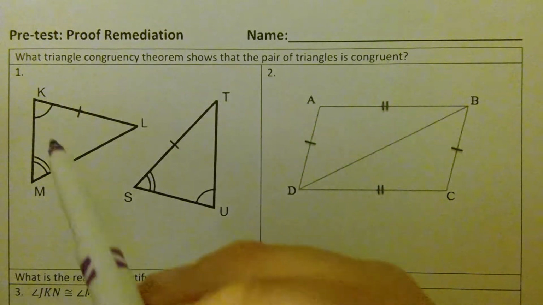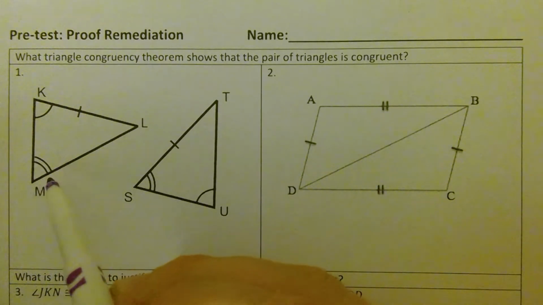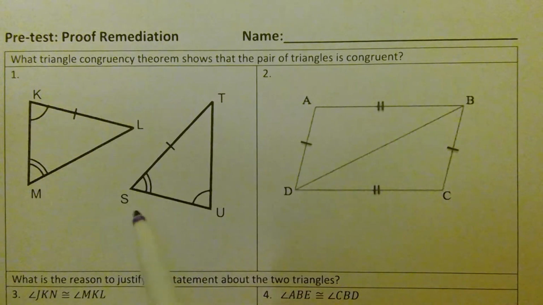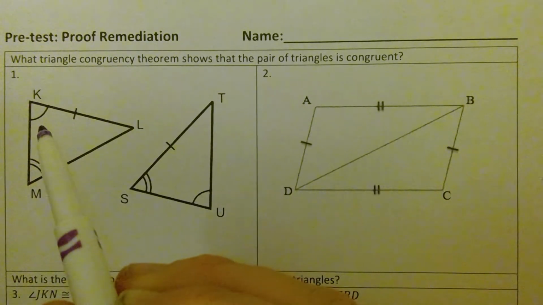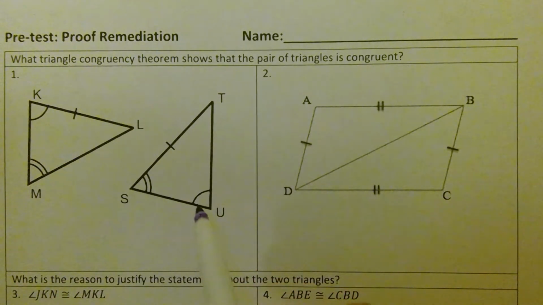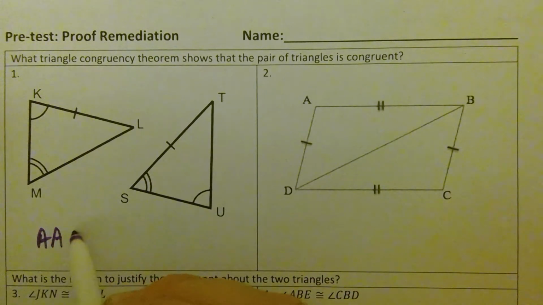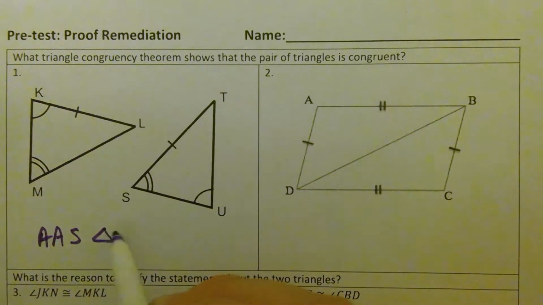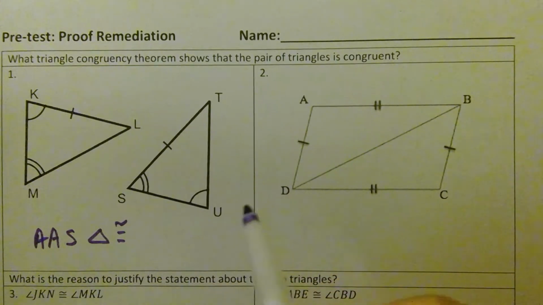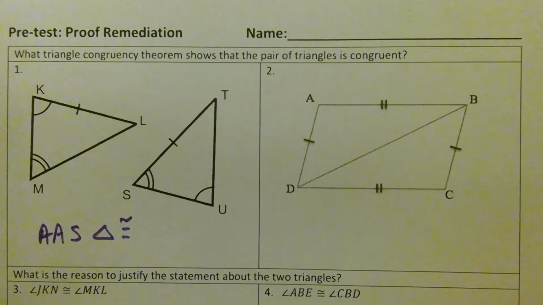So number one, I'm going to take a look here. I got a pair of angles, M and S. They both got 2 marks. I've got a pair of angles with K and U. They both have 1 mark. And then I have this side here with 1 mark. And we're going to call these angle, angle, side triangle congruency. Okay, it's not going to be angle-side-angle because the side that is congruent is not between my 2 angles. Okay, so go ahead and try number 2 on your own.